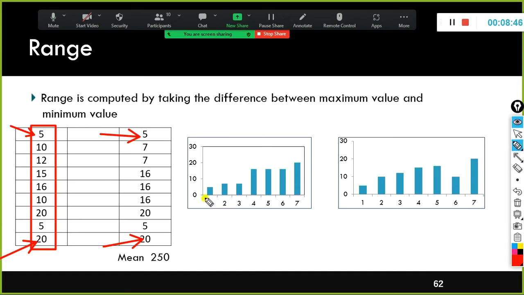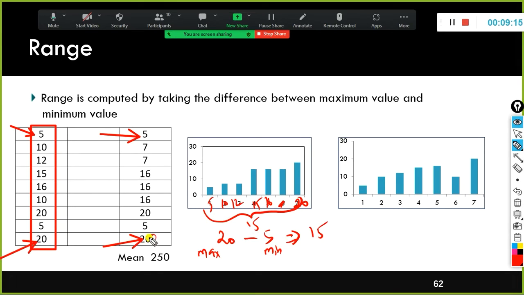Let's say you have 5, 10, 12, 15, 16, and you have 20, something like that. So this is the spread of the data. How do you find out the spread? The maximum value is 20 and the minimum value is 5. So this gives us the range. The spread is 15.